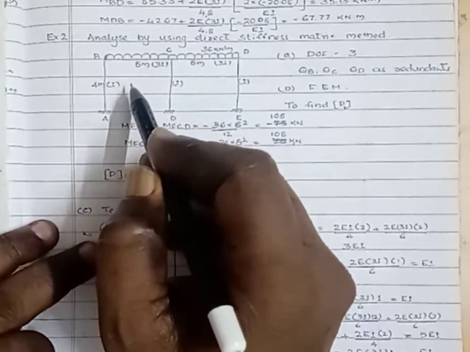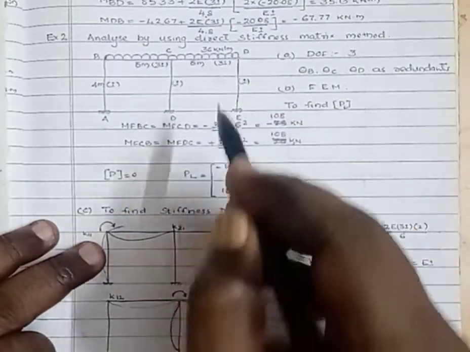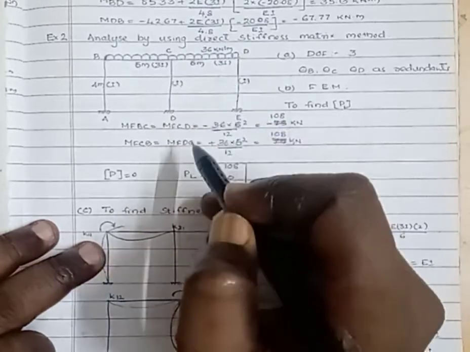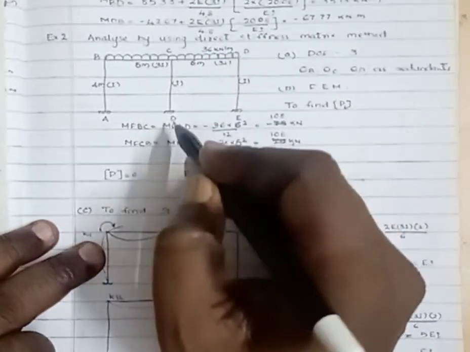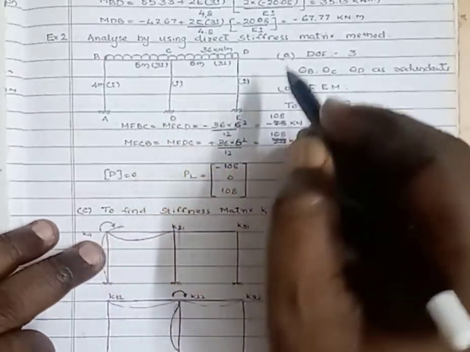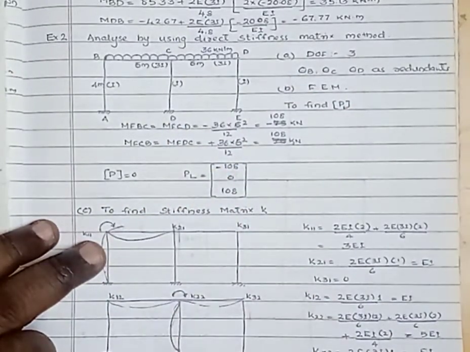and is subjected to a UDL of 36 kilonewton per running meter. Similarly, C to D is 6 meter with moment of inertia 3I. C to D, the vertical member, has length 4 meter and moment of inertia I. Similarly, D to E, the moment of inertia is I and the length is 4 meter.